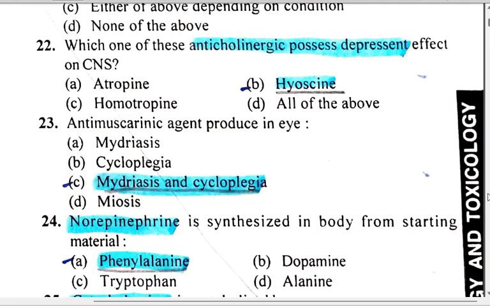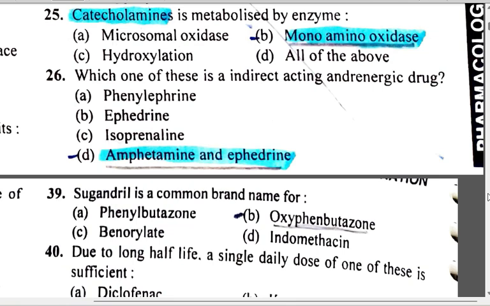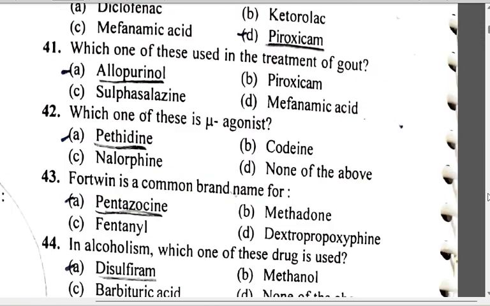Norepinephrine is synthesized in bodies from starting material phenylalanine. Catecholamine is metabolized by enzyme monoamine oxidase. Which one of these is an indirect acting adrenergic drug, that is amphetamine and ephedrine? Sugandrine is a common brand name for oxyphenbutazone. Due to long half-life, a single daily dose of one of these is sufficient, that is piroxicam.